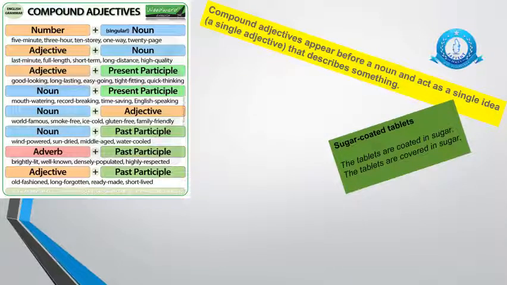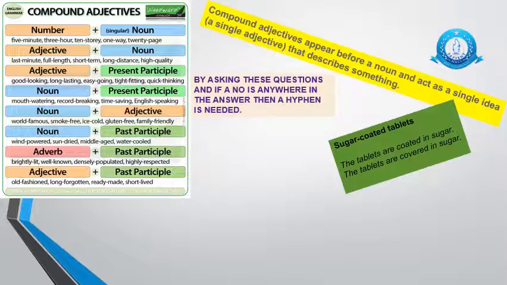Let's take an example that we looked at last time, the sugar-coated tablets. Basically what it means is that the tablets are coated in sugar, or the tablets are covered in sugar. But why use all these words and have such a long sentence when we can just say sugar-coated tablets? How do we know when to put a hyphen? Remember that hyphen is that little mark in the middle, punctuation? We can ask these questions, and if a no is anywhere in the answer, then a hyphen is needed. Okay, so what questions are we going to ask?